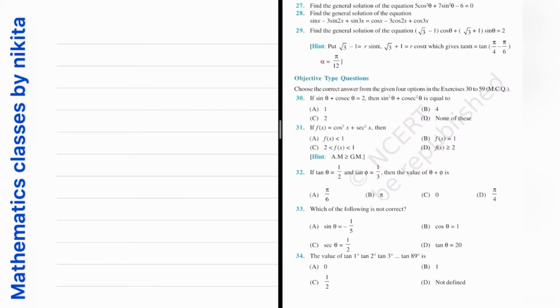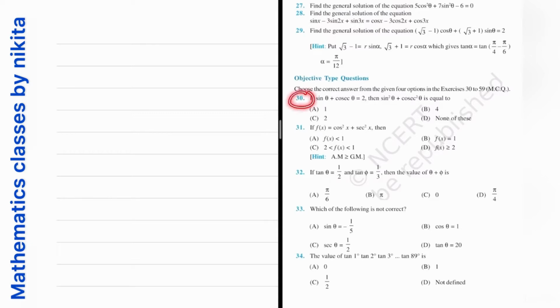So as you all know, we were doing the exemplar of chapter 3, that is trigonometric functions, and we have covered till question number 29. Now let's see the remaining questions. Next we have some objective type questions. Choose the correct answer from the given 4 options in the exercises 30 to 59. So these are your multiple choice questions, MCQs.